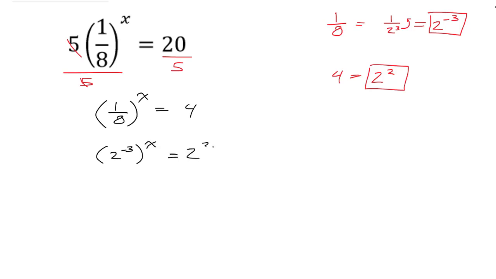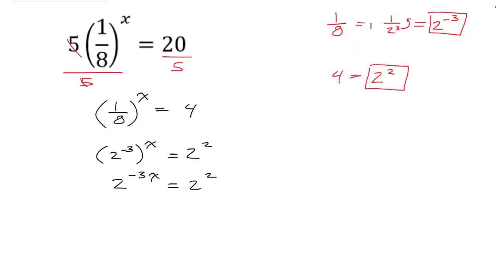And 4 is now 2 to the 2. Now, we can use our power of a power rule, right? I can multiply these two exponents together and just make it into 2 to the negative 3x equals 2 to the 2. So we need to get it down to one base on each side, and we want to make the bases the same. So whatever we're going for, we know they have to have the same number, right?